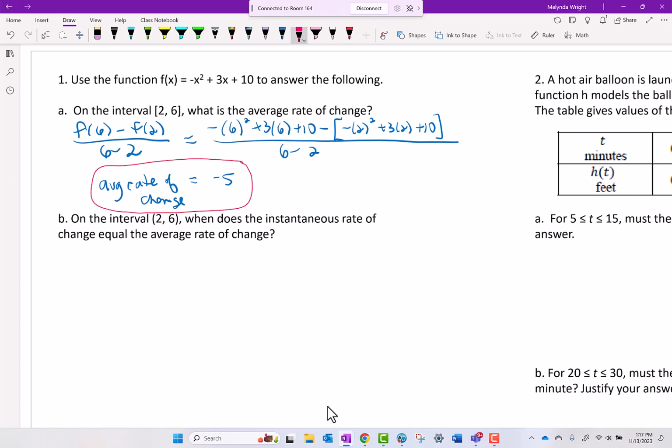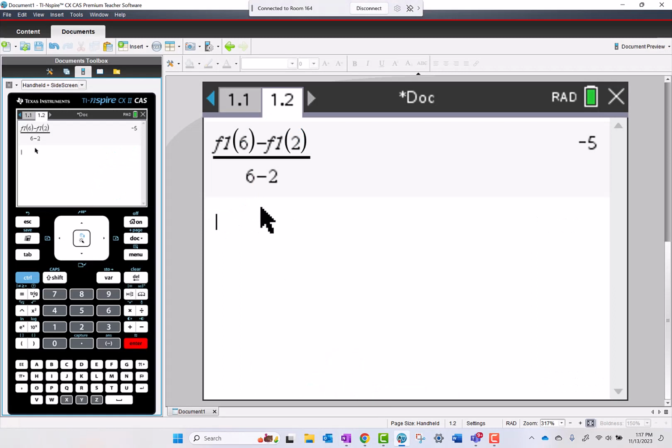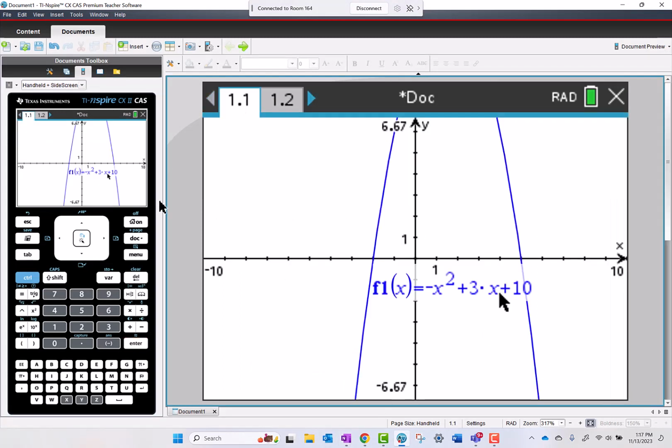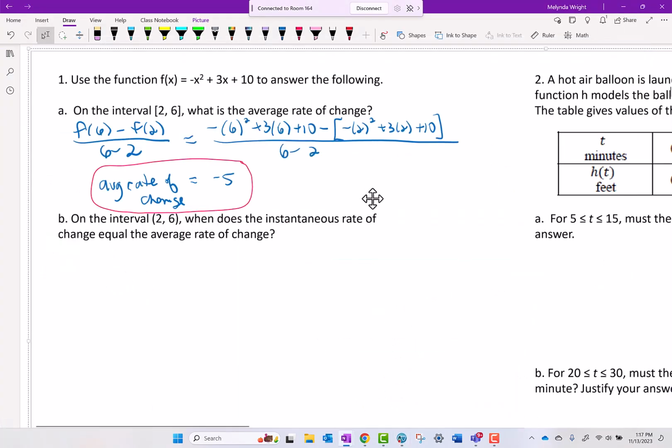Okay. So what did we just do? I'll just look at the graph real quick. If we look at this graph, we're basically looking at the y values between 2 and 6, 2, 3, 4, 5, 6. So we're connecting these y values with a line, right? This is the slope of our secant line. That's what we calculate. The slope of the secant line is -5.